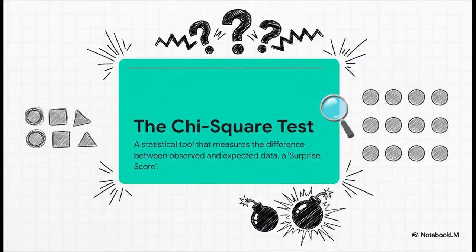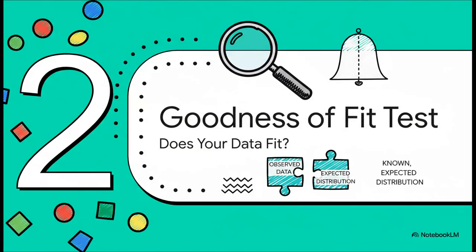And the tool we use to measure that gap? It's called the chi-square test. But honestly, the best way to think about it is as a surprise score. That's it. If what you actually saw is super close to what you expected, you get a low surprise score. No big deal. But if your real-world numbers are way off from the theory, well, you're going to get a really high surprise score.